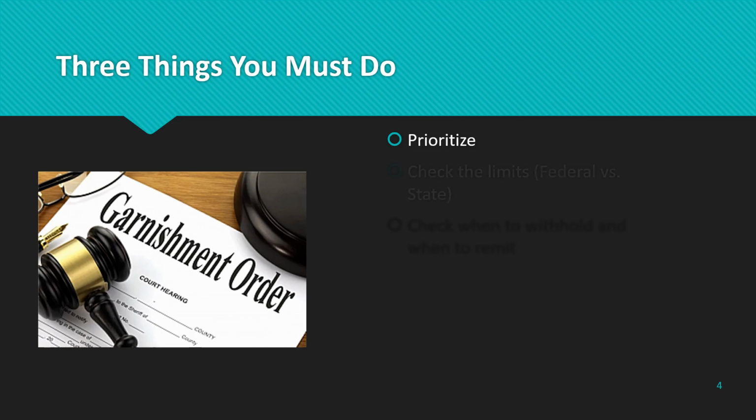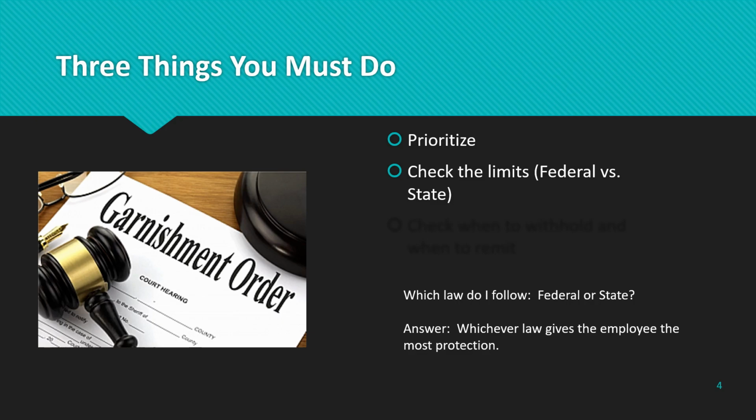Number two, we need to check the limits. You will need to check the federal law, the ordering state law, the working state law, and the order itself. Whichever one gives the employee the most protection, that's what you follow. You can't always withhold the amount the order wants, and you're going to have to know all 50 state laws to determine the actual amount that you are going to be able to withhold. Whichever law leaves the employee the most money, the federal law, the state law, the working state, the ordering state, or the order itself, whichever one leaves the employee the most money.